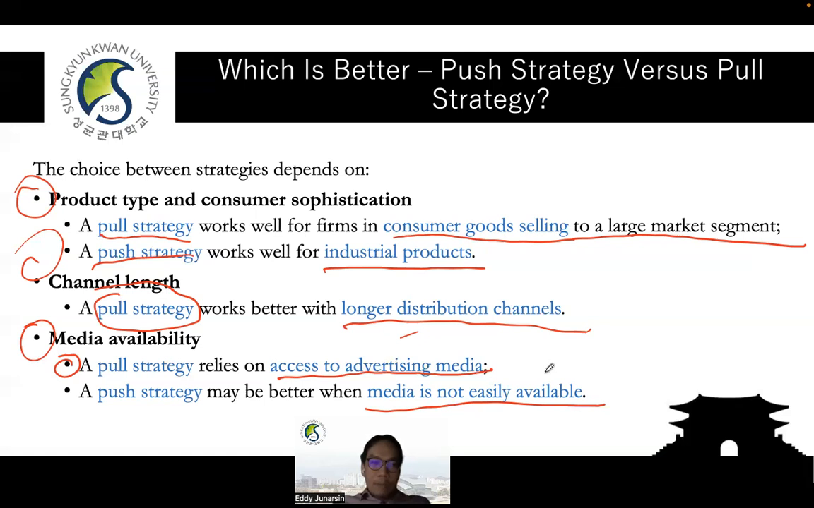So this kind of pull strategy might not be as effective as it is in other places where access to advertising media is broader and larger. So pull strategy might be good for that certain case where the media is not easily available.